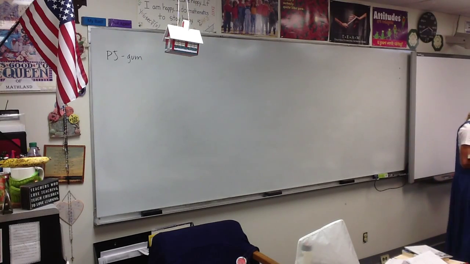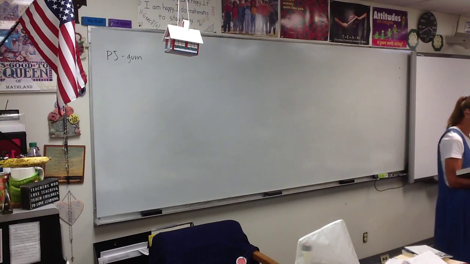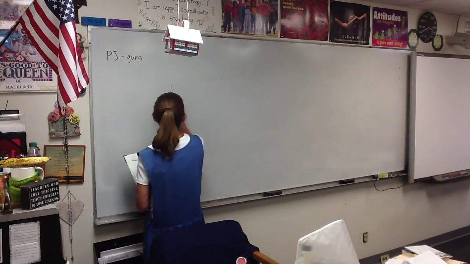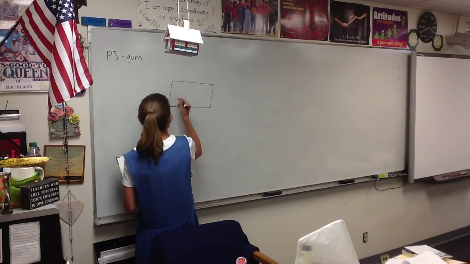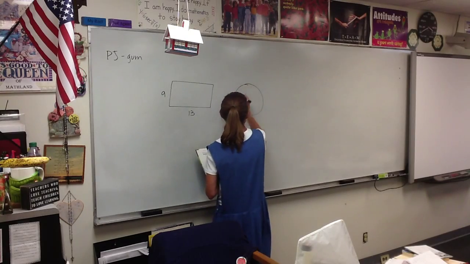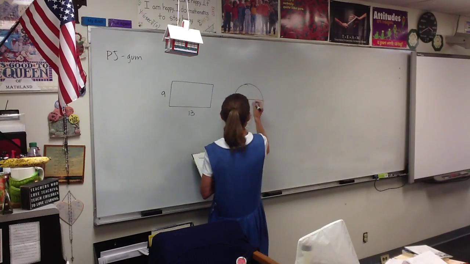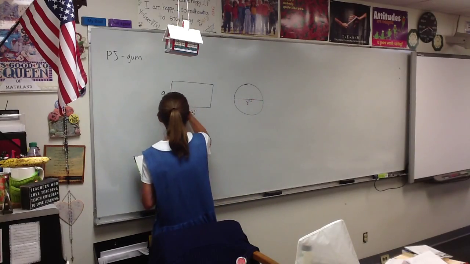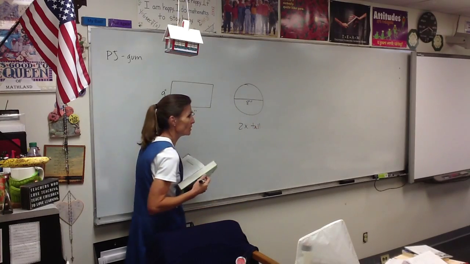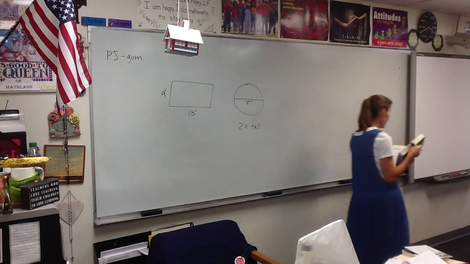A bakery sells a 9 by 13 cake for the same price as an 8-inch diameter round cake. If the round cake is twice the height of the rectangular cake, which option gives the most cake for the money? All right, so we've got a rectangular cake that's 13 by 9, and we have a round cake that's an 8-inch diameter, and this one is 2 times as tall. And we want to know which cake gives us the most for our money. They cost the same amount.